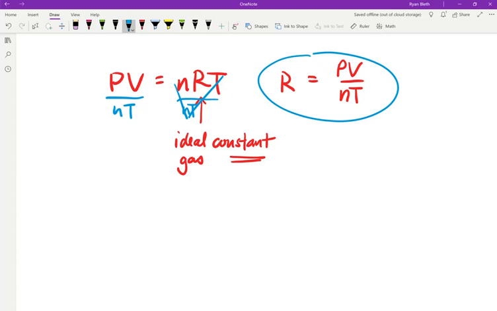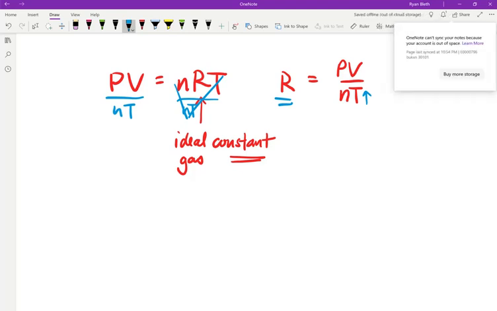So what this is saying is that no matter what we do on a particular gas sample, if we change the pressure or the volume, the number of moles or the temperature, something else, the pressure, the volume, the moles, or the temperature, will have to change. Likewise, it'll have to change to compensate for that, to keep R constant. R can't change.